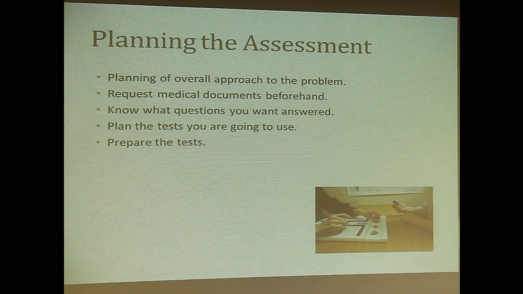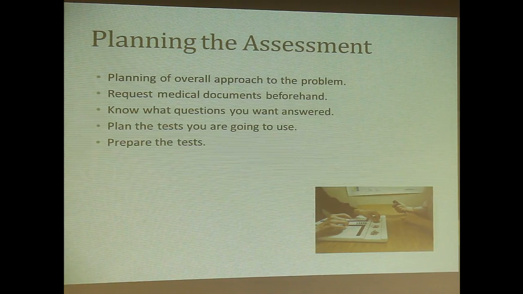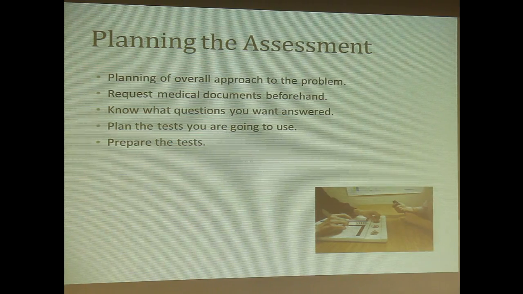Okay, you need to know what questions you want answered, and then you need to plan which tests you're going to use to try and answer those questions. So if you want to know, does this person have a frontal lobe dementia or something wrong with the frontal lobes, well, then you need to include tests of executive functioning. Is the main issue around memory? Well, then you need to have a couple of memory tests. And you can't do all the tests on every person. That's just not practical.